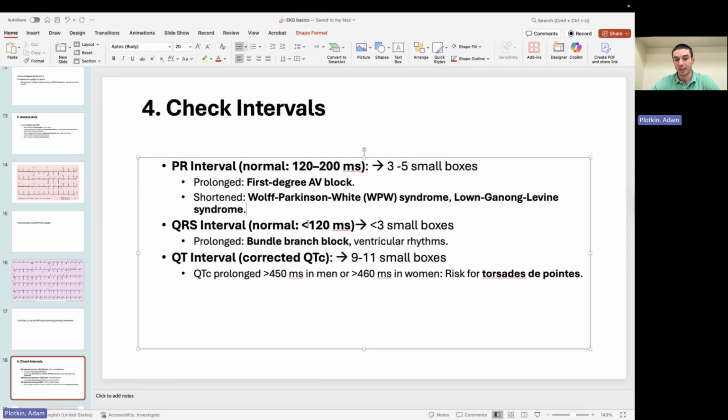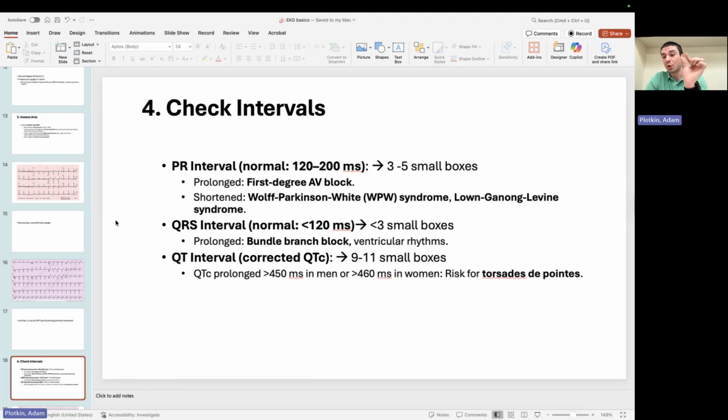The QRS interval should be less than 120, right? So that would be less than 3 small boxes, okay? So that could be prolonged in ventricular rhythms or bundle branch block. And then the QT interval, right? 9 to 11 small boxes. I'm going to show you on an EKG a quicker way to look at them. Usually if the QT interval is less than half the distance between the R to R, you're pretty safe. It's a normal QT.